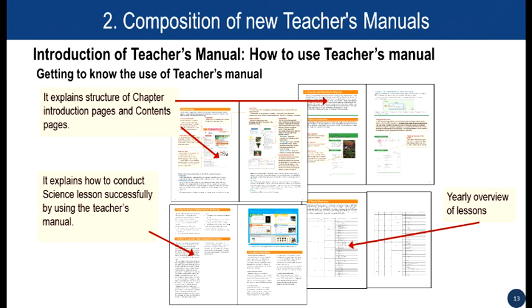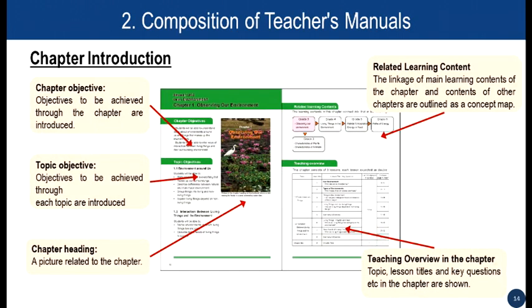Firstly, we will start off with the chapter introduction. The chapter introduction has the chapter objective, the topic objective, the chapter heading, related learning contents, and the teaching overview in the chapter. Chapter objective, these are the objectives to be achieved at the end of the chapter.